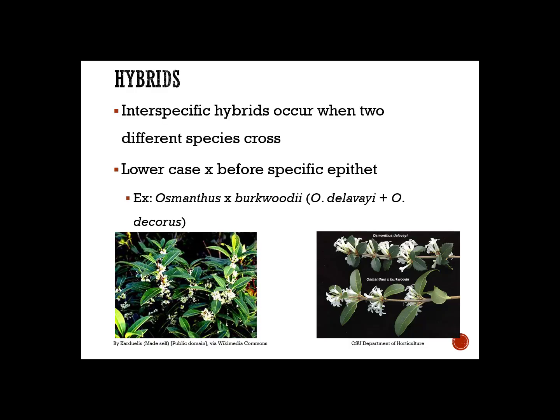Interspecific hybrids occur when you have two different species cross. The lowercase x comes before the specific epithet and after the genus. So here we have Osmanthus x burkwoodii, which is an interspecific hybrid between Osmanthus delavayi and Osmanthus decorus. On the left, we've got the Osmanthus decorus. On the right, we've got a picture of one of the parents, Osmanthus delavayi, and below there's the hybrid Osmanthus x burkwoodii. Both these plants will be studied in Plant ID this quarter, so you will be seeing this quite a bit.